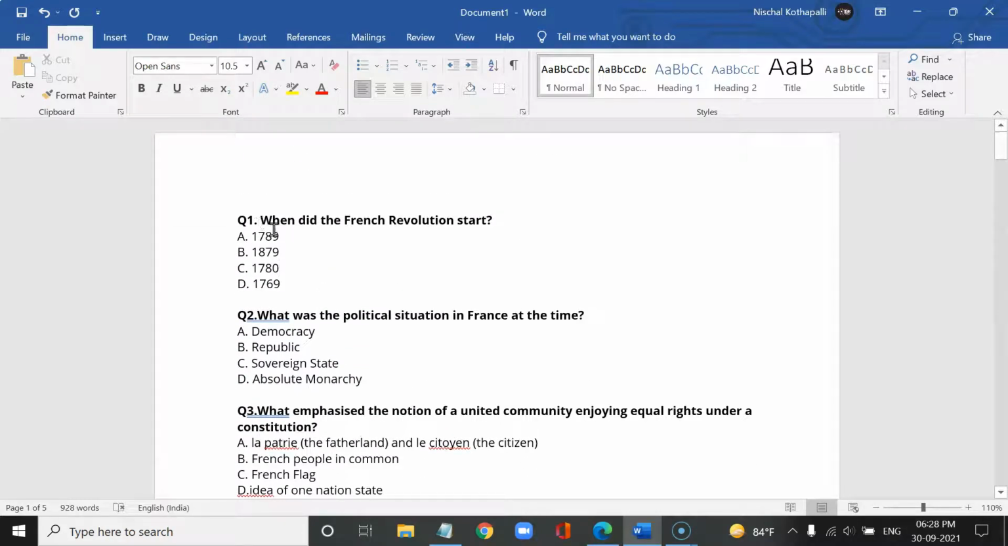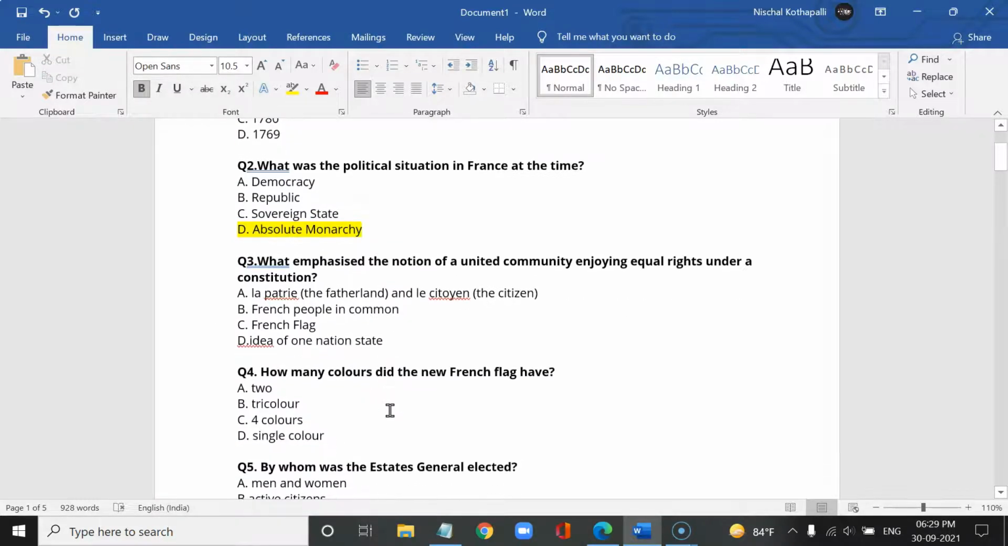When did the French Revolution start? So obviously the answer is 1789, because the storming of the Bastille took place in 1789, and this event sort of kick-started the entire revolution. What was the political situation in France at the time? Democracy, no. Republic, absolutely not. Sovereign state, no. And the answer is absolute monarchy. And the monarch is King Louis XVI.